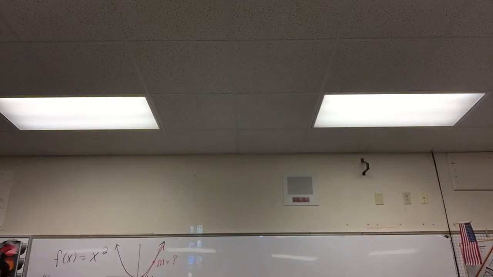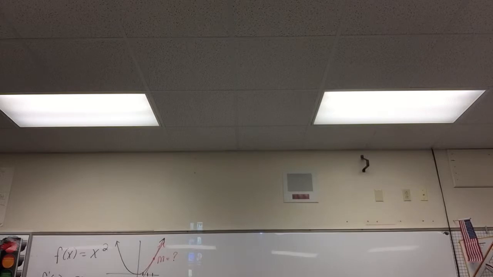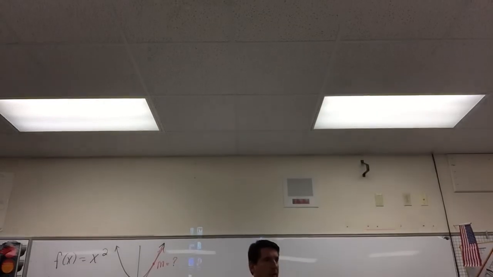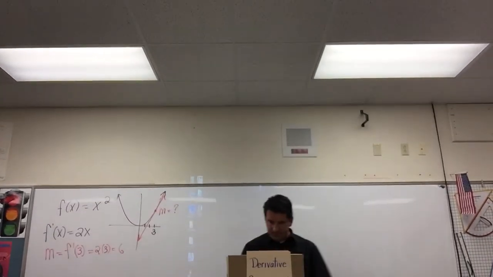The question is, what is the slope of that line? It's 6. Because the slope of the line is equal to the derivative when x equals 3. And so it's 2 times 3, which is 6. Make sense? That's what the derivative is good for. It finds you the value of the slope for any x value. Okay, let's do another one.